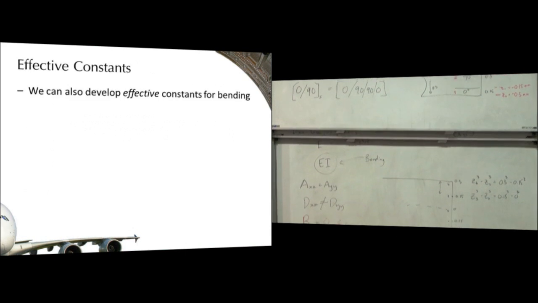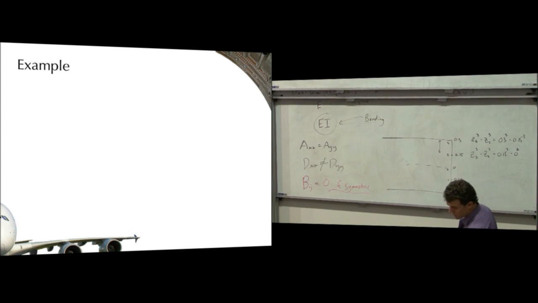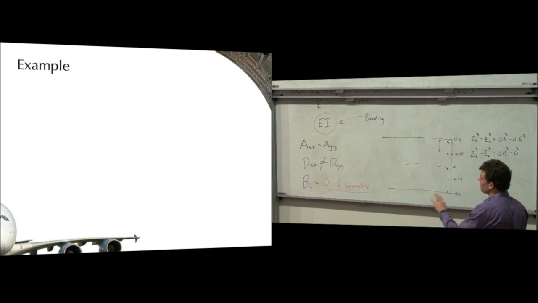So what I want to do is just do a quick example to show you how we use these from an engineering perspective. Because at the moment we don't really have what I would call an engineering constant. We've got more of a laminate constant. We need to be able to use this in an engineering sense.